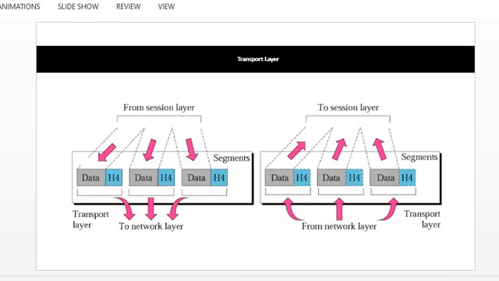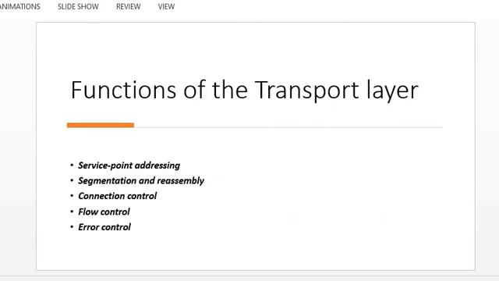So it's important to know that one of the key functions of the transport layer is to ensure arrival of messages in a clear and orderly way as they were transmitted. And these are some of the functions of the transport layer.